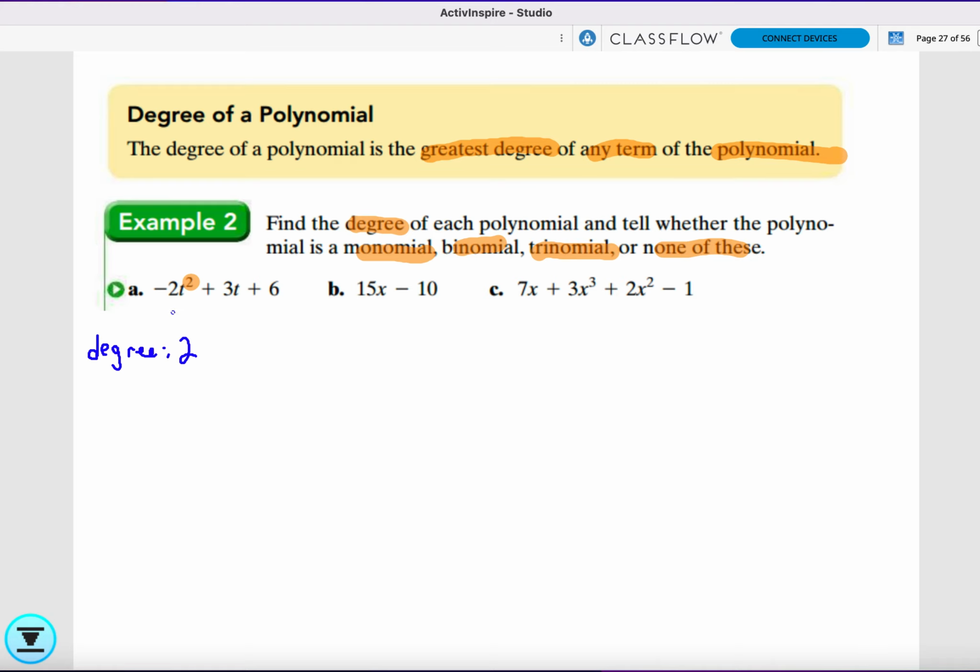And then how many terms do you see? 1, 2, 3. So this is a trinomial. And that's it for A. For B, the highest exponent is with the x, right? What number is there that we don't see? A 1. So that means my degree is 1 for B. How many terms do you see? 1, 2. So that means it's a binomial.